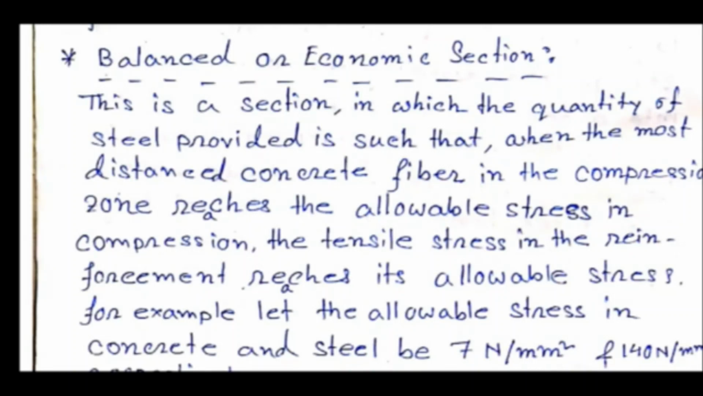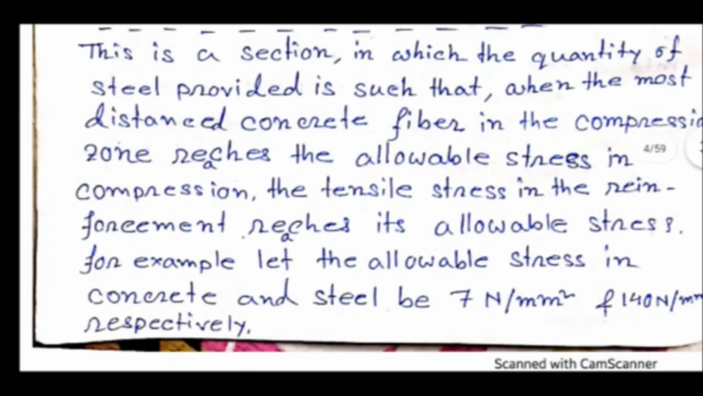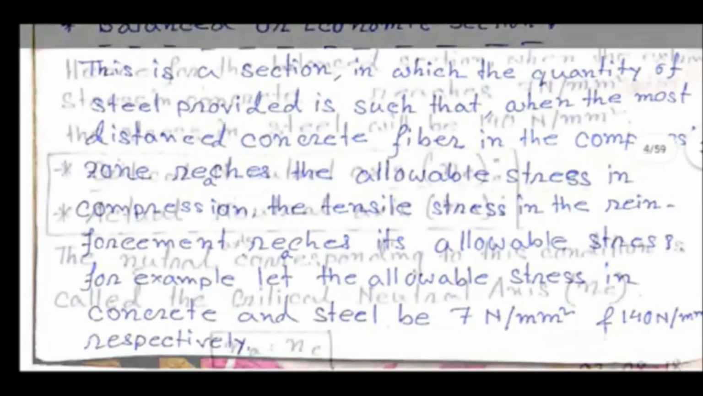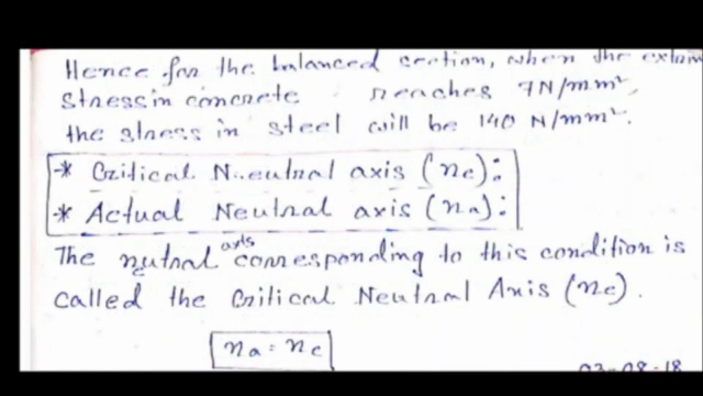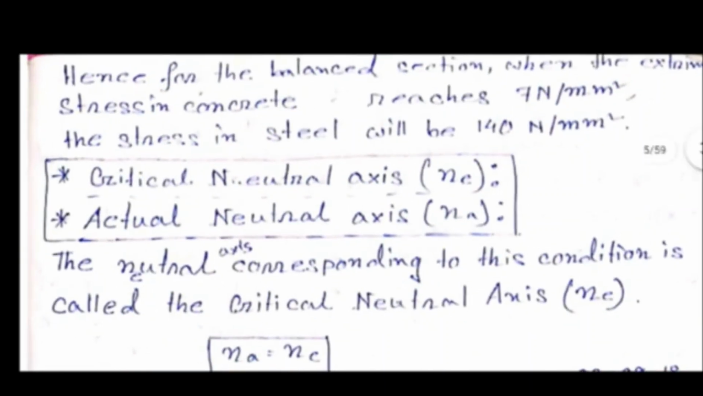For example, let the allowable stress in concrete and steel be 7 Newton per millimeter square and 1. Hence, for the balanced section, when the extreme stress in concrete reaches 7 Newton per millimeter square, the stress in the steel will be 140 Newton per millimeter square. That means the maximum permissible stresses are reached in the compression zone and tension zone at the same time. That is called a balanced section.